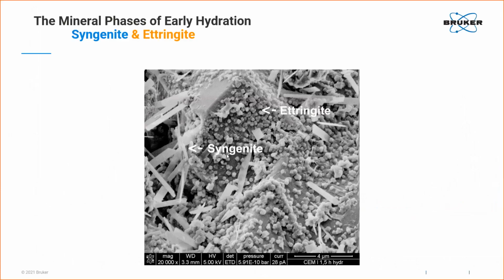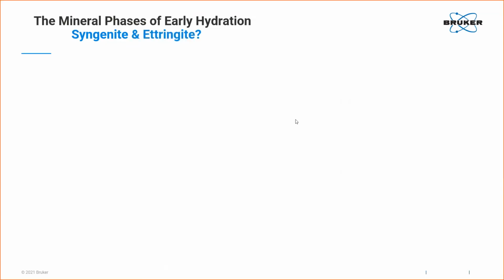In this graphic I showed a little earlier, there was syngenite, but also ettringite. And with the next slide, I would like to show you that ettringite is also something which can be easily detected.